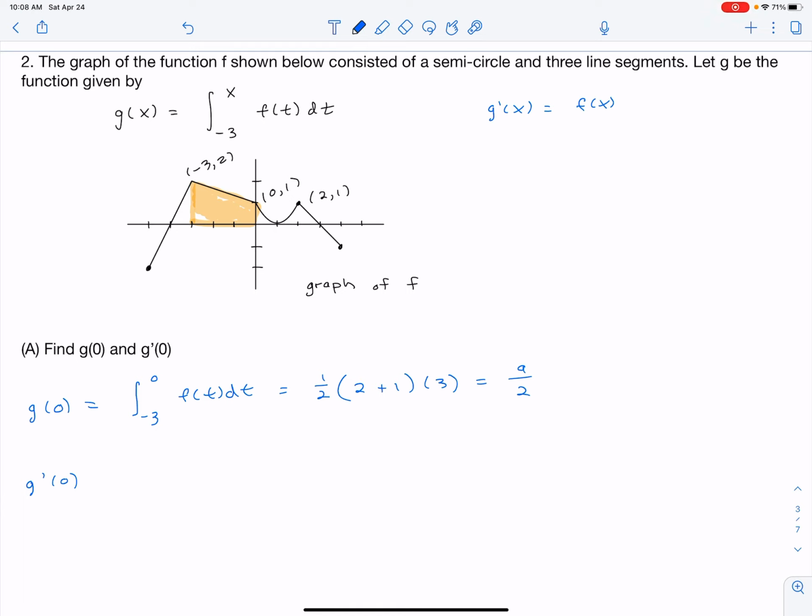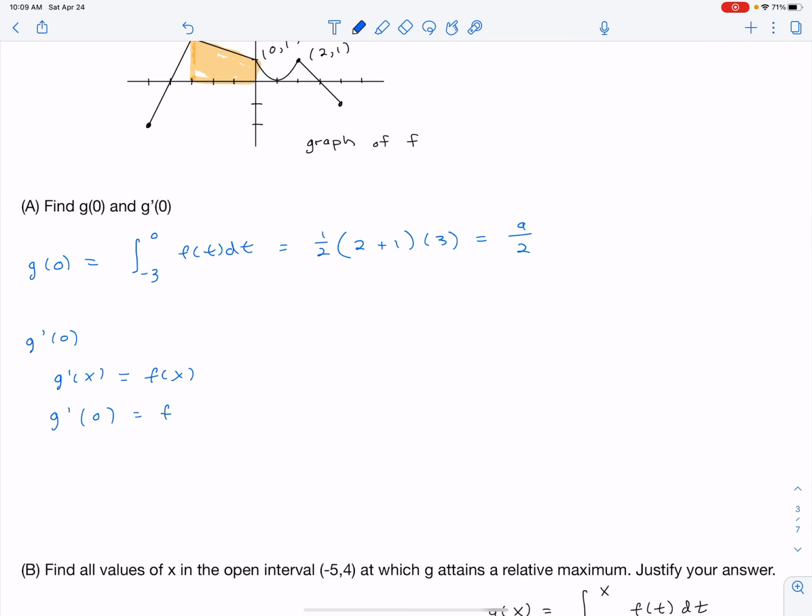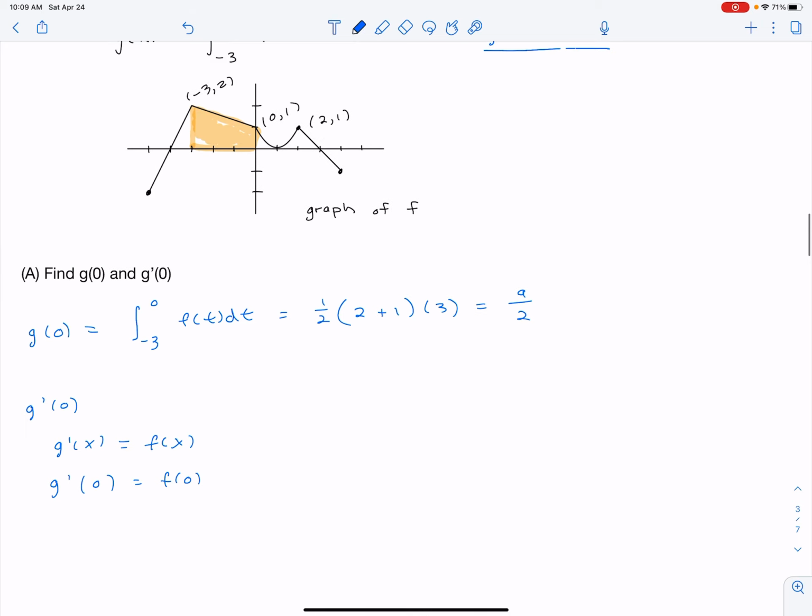Which, again, if we go to here, let's just spell this out. When I take g prime of x, I get f of x. So if I want to find g prime of 0, that's going to be equal to f of 0. So what is f of 0? F of 0 is the height of the function at 0. So f of 0 is 1. So g prime of 0 equals f of 0, which equals 1.